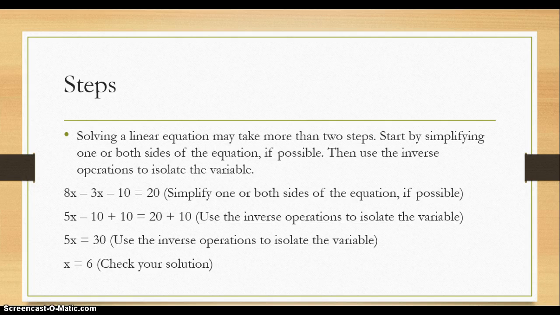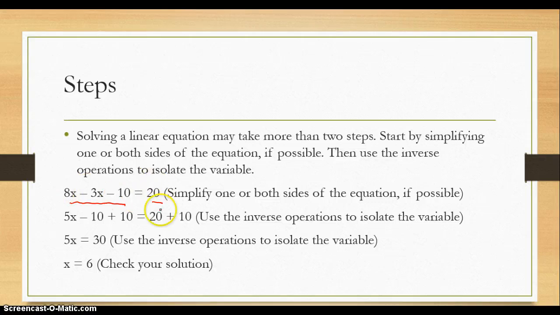So, 8x minus 3x minus 10 equals 20. So that is our linear equation. And simplify one or both sides of the equation if possible. So we have to look on this side of the equal sign and on this side of the equal sign. So on the left and right side of the equal sign, can we simplify either side?